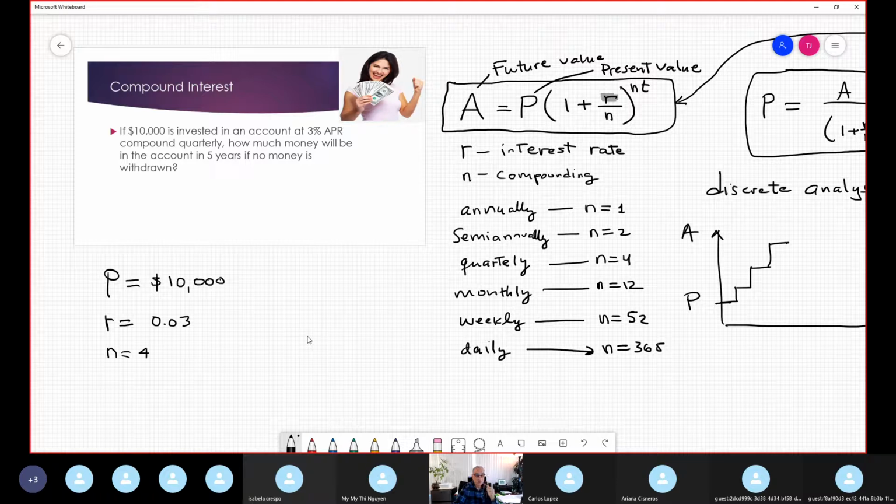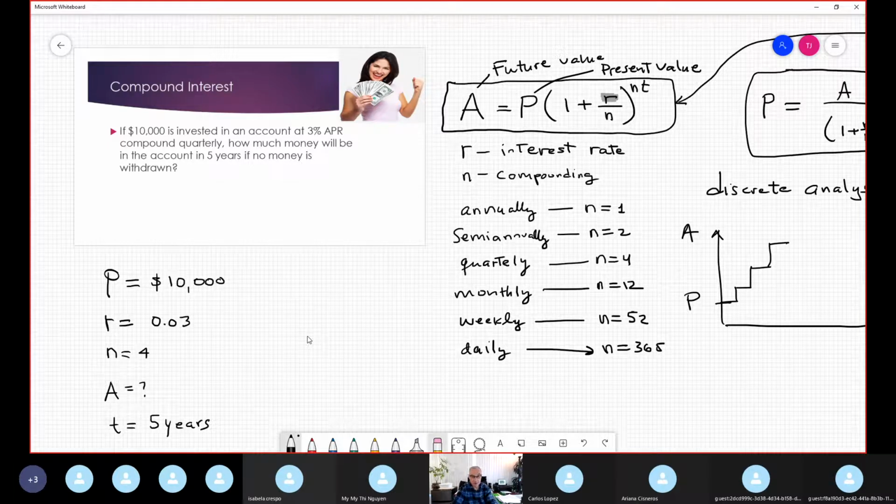So my bank account, each quarterly period, increases my money. How much money will the future value be in the account in 5 years? Always, the time is expressed in years in that formula. Okay, now plug it in.